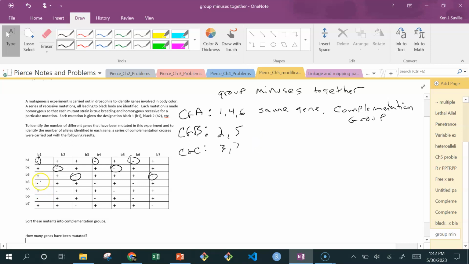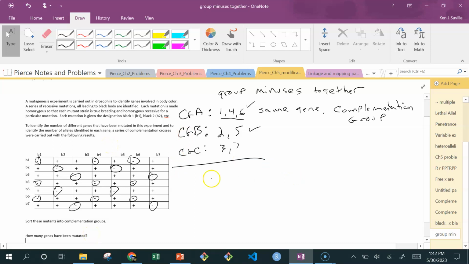So 4 doesn't complement 1, doesn't complement itself, doesn't complement 6. So 1, 4, and 6 make sense. 5 and 2 and 5 go together. And 6 goes with 1, 4, and 6. So that's just like this. And 3 and 7 go together. So we sort them into complementation groups. That's what we just did here.